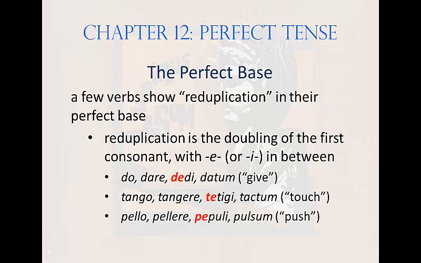Here's a third example of reduplication. Pello, pellere, pepuli, pulsum, meaning push. Here, P is reduplicated, and one of the L's is lost in the perfect base. L is another way the N present tense marker can show up. Finally, disco, discere, didici, meaning learn. Here, I is used in between the geminated Ds. Linguistic evidence shows that reduplication was a very ancient way of forming the past tense. Thus it shows up in very few but very commonly used Latin verb forms.